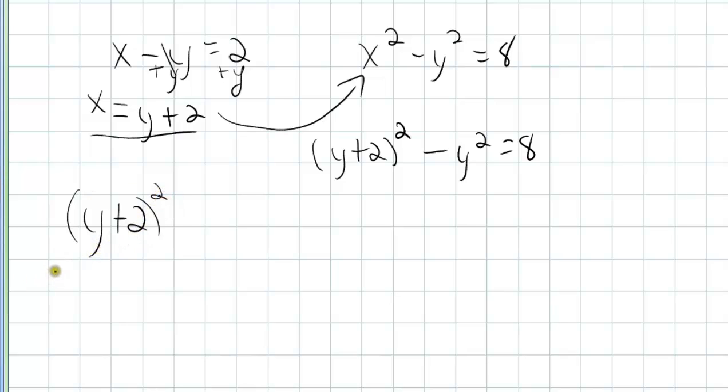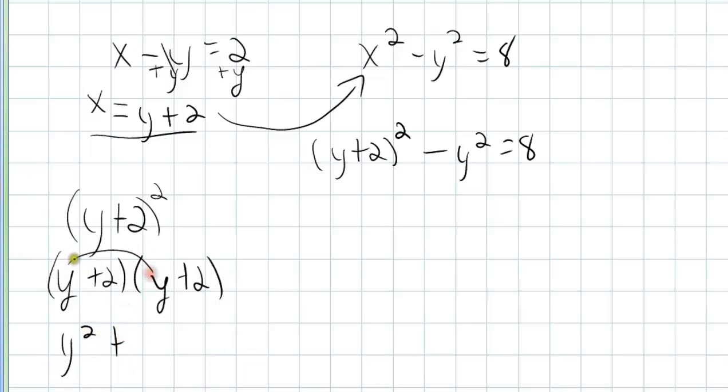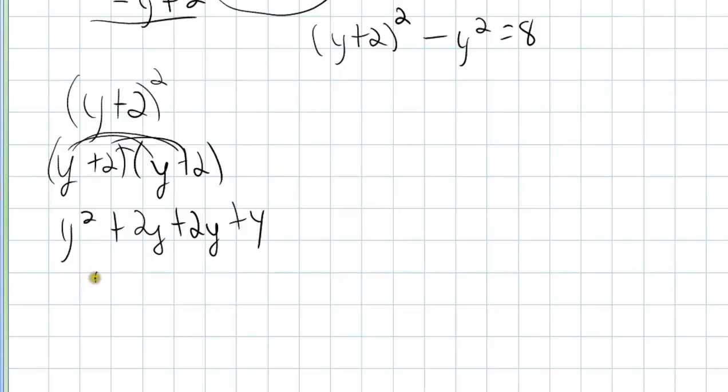So y plus 2 squared is the same as saying y plus 2 times y plus 2, right? You get y squared, and then you're going to do plus 2y again, and then plus 4. So you're going to get y squared plus 4y plus 4.